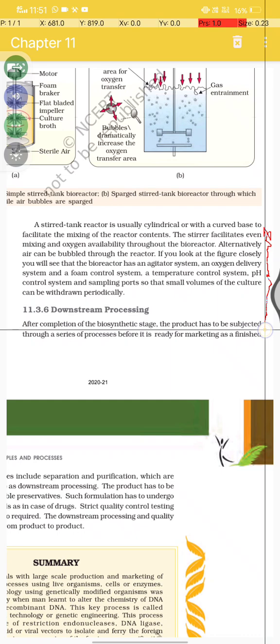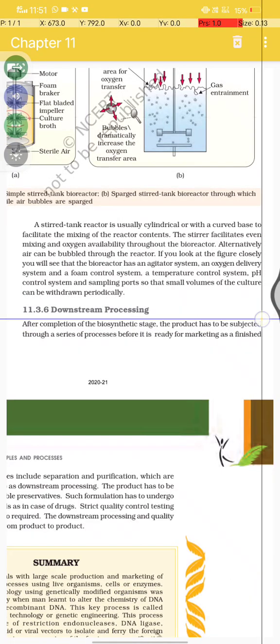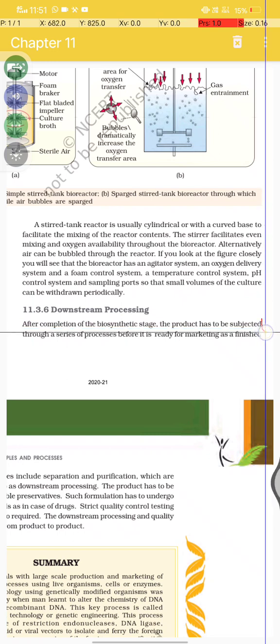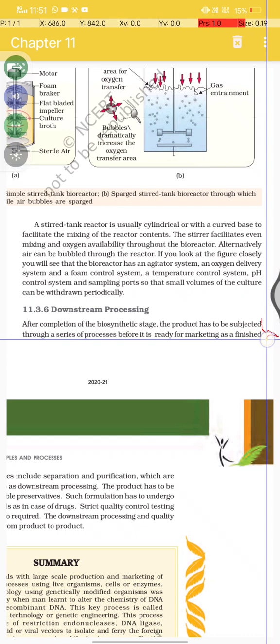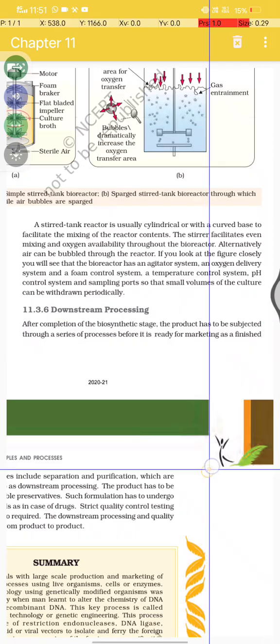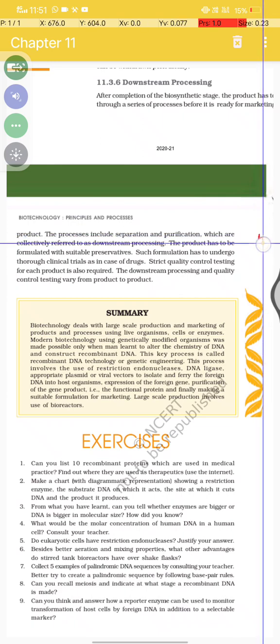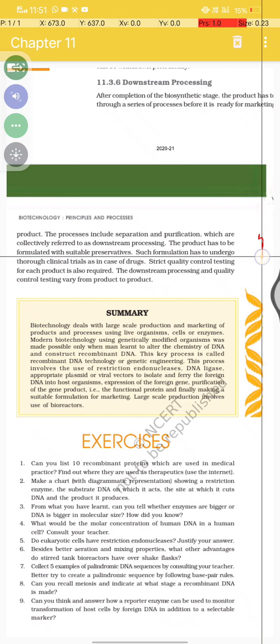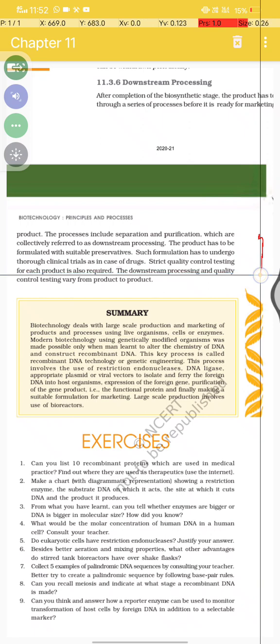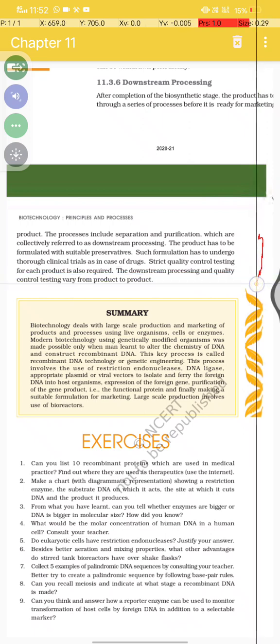11.3.6 Downstream processing. After the completion of the biosynthetic stage, the product has to be subjected through a series of processes before it is ready for marketing as a finished product. The processes include separation and purification, which are collectively referred to as downstream processing. The product has to be formulated with suitable preservatives, and such formulation has to undergo clinical trials, as in the case of drugs. Strict quality control testing for each product is also required. The downstream processing and quality control testing vary from product to product.